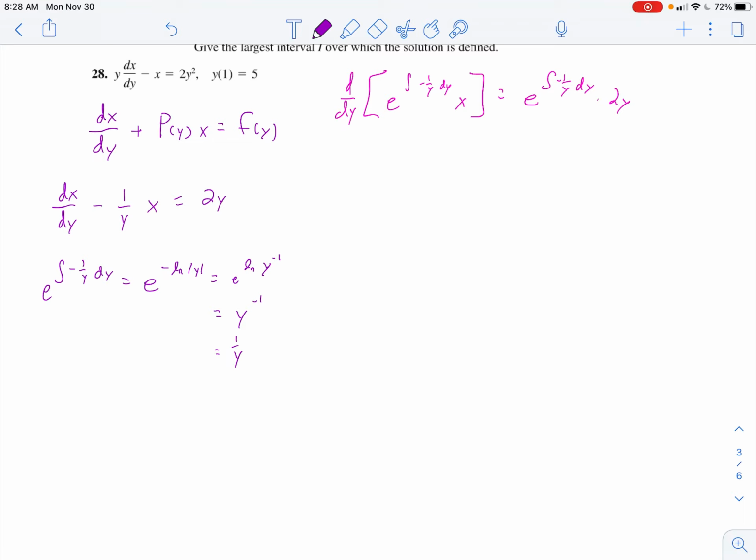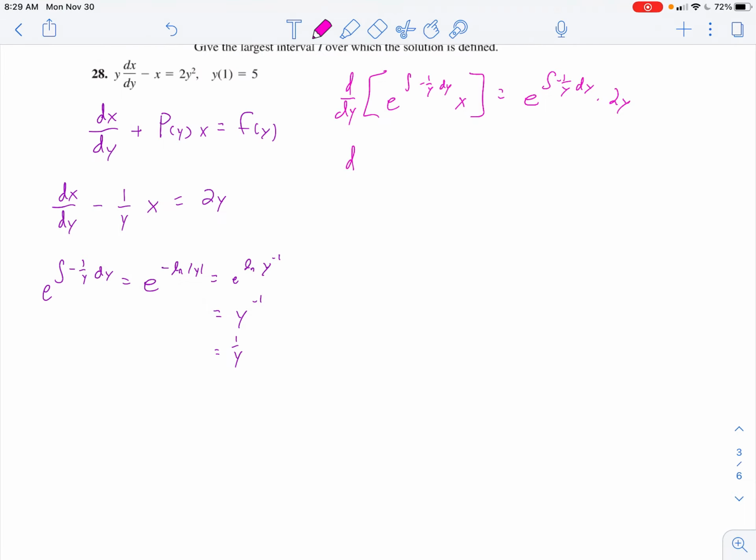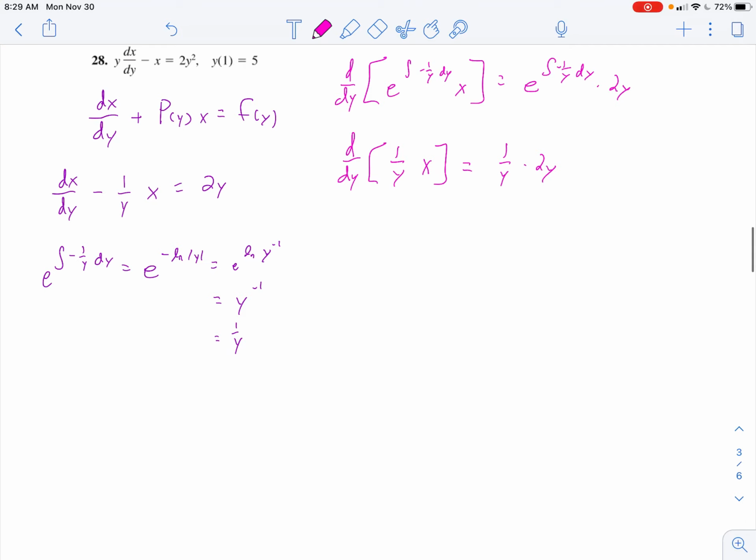All right, so now we found what our integrating factor really is, and so now we can rewrite this as d over dy of 1 over y times x is equal to 1 over y times 2y. And so we do that.